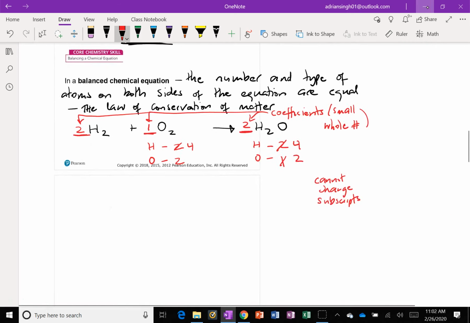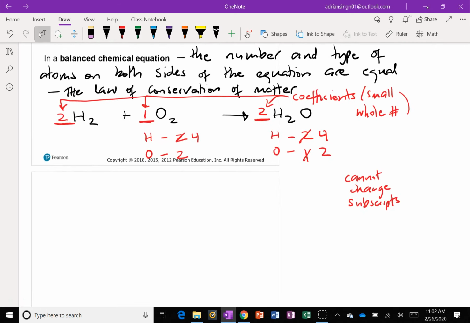It is extremely important that when you deal with chemical equations, before you start doing any sort of calculation, you ensure that it is balanced. Okay, if it's not, I guarantee you that all the stuff you do afterwards is going to be wrong.